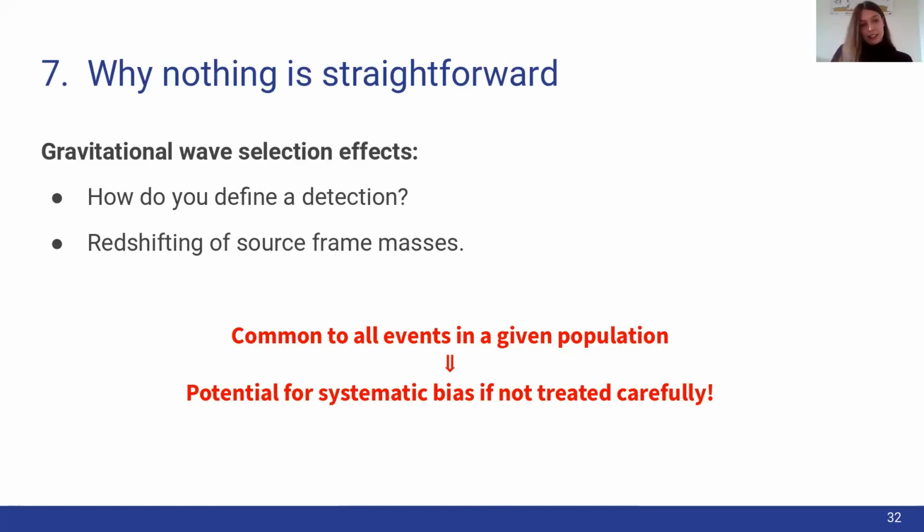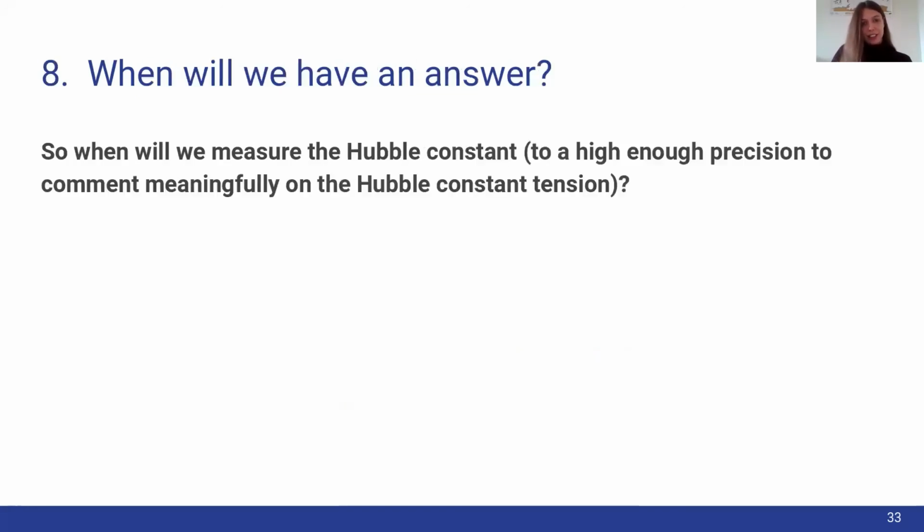Well, I think that covers that, and now we can look a little bit to the future. So when will we have an answer? When will we measure the Hubble constant to high enough precision to be actually able to say something meaningful about the Hubble constant tension? I am going to cop out and say it really depends.